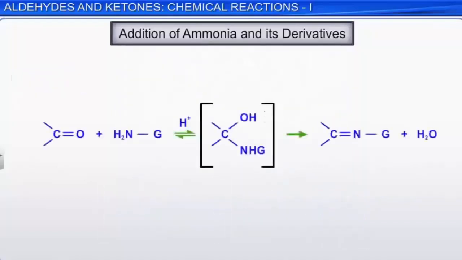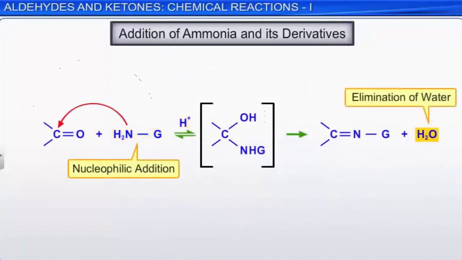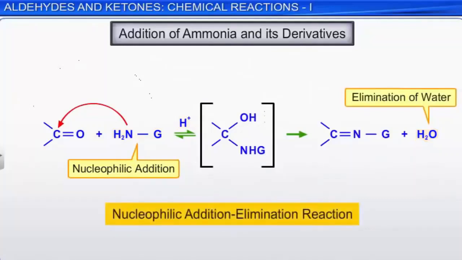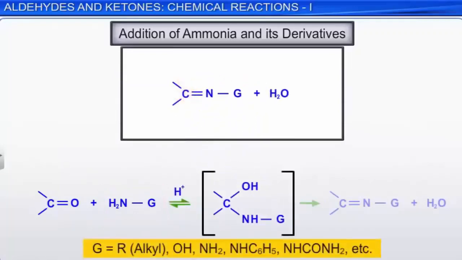Since these reactions involve the addition of a nucleophile in the presence of an acid followed by the elimination of the water molecule, they are termed as nucleophilic addition-elimination reactions. Aldehydes and ketones react with ammonia derivatives with the general formula NH2G. Here, G is equal to R, alkyl group, OH, NH2, NHC6H5, NHCONH2, etc.